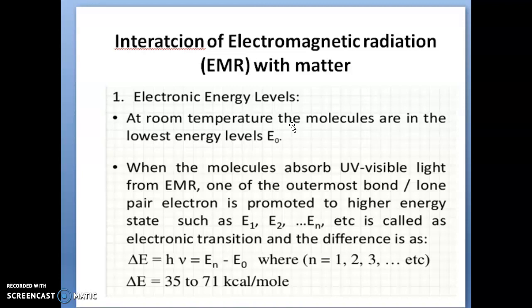If it is absorbed by UV visible light or any other electromagnetic light, what will happen? It will jump from a lower energy level to a higher energy level. That energy difference will be equal to the photon energy h nu, which is equal to En minus E0, the higher energy state minus the ground energy state. If it is absorbing UV visible light, then delta E will be mostly 35 to 71 kilocalorie per mole.